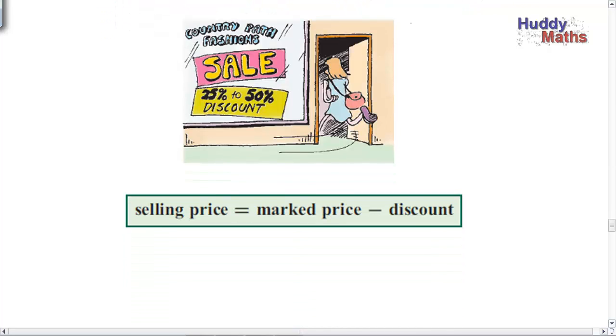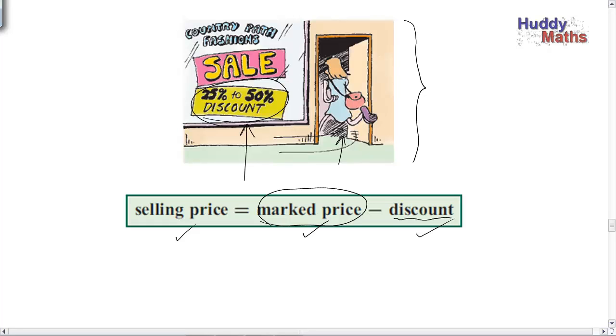We've got somebody having a sale here. Country Path Fashions. Nothing to do with Country Road, I guess. Maybe. Anyway, here we've got a discount. What's a discount? That's when the selling price is what was previously marked on the items minus a discount. So this keen woman is running in to get some fashions at discount prices. She's going to look at the ticket on the item and then take off the discount, which, according to the sign, is between 25% and 50%.